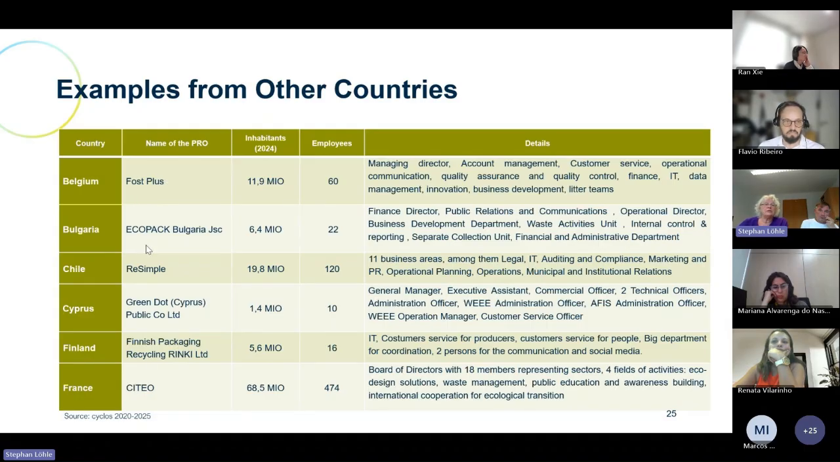And I want to jump to CITEO, because in France there are about 70 million inhabitants, and they have more than 470 employees. And with a board of directors with 18 members and four fields of activity: eco-design solutions, waste management, public education, and also international cooperation. And the other one you can see here is Chile, for example. It's new, it's in your neighborhood. There are already, as we know, 120 employees.